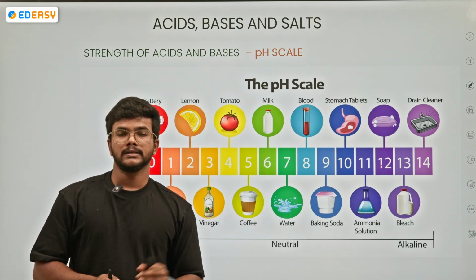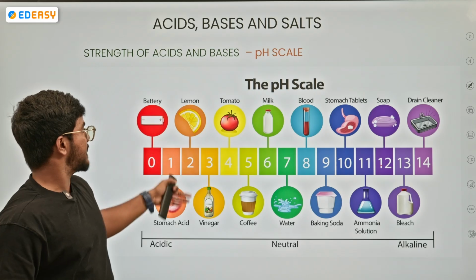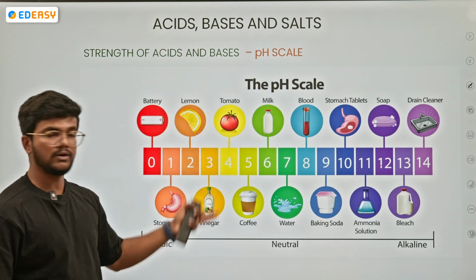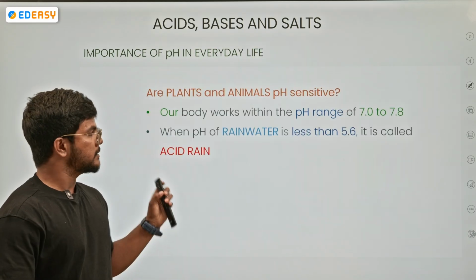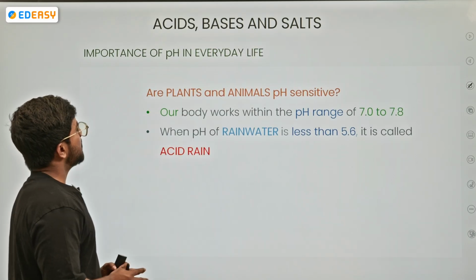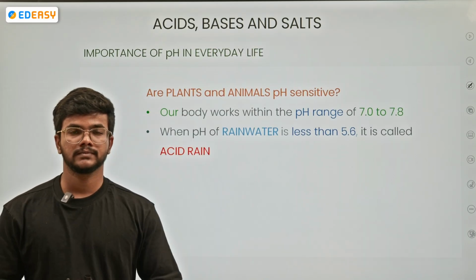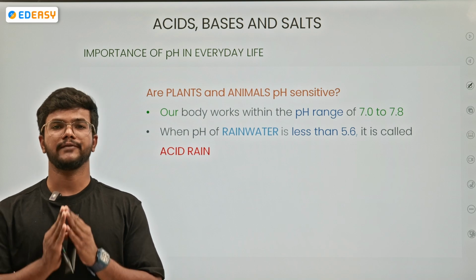Okay, so this is the pH. There are some examples for the pH values also. Just now we have done the experiment, activity 2.11. Okay, next, importance of pH in everyday life.